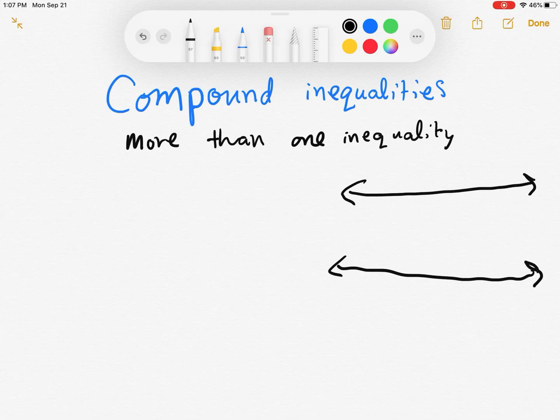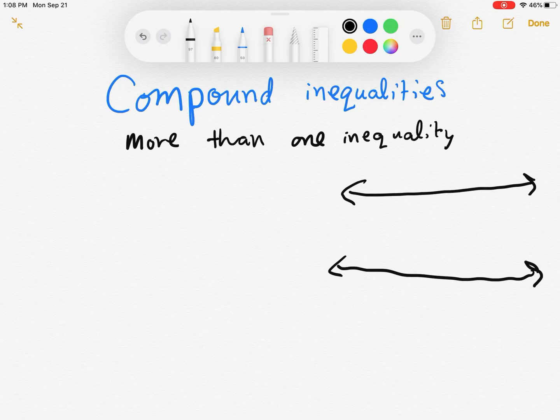So today we're talking about compound inequalities. A compound inequality is a series of inequalities that are related to each other. In this case, it's more than one. We're never going to have more than three. Honestly, you're probably only going to have two. It's kind of what to expect.